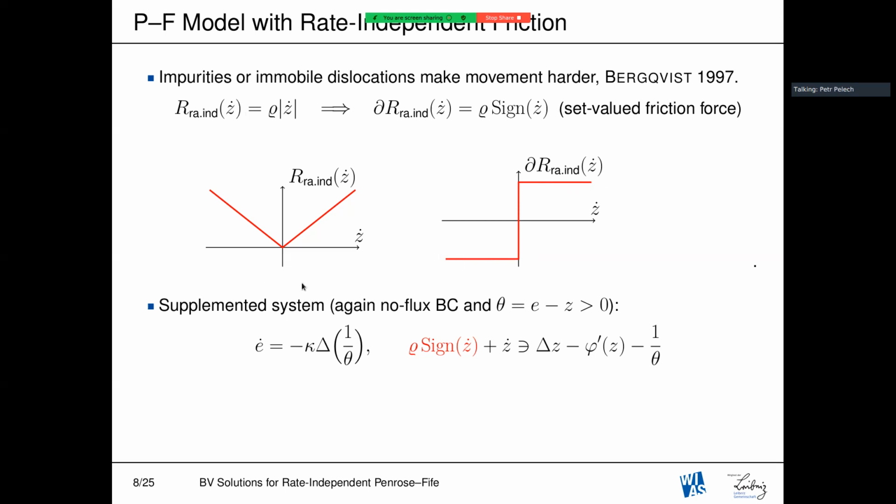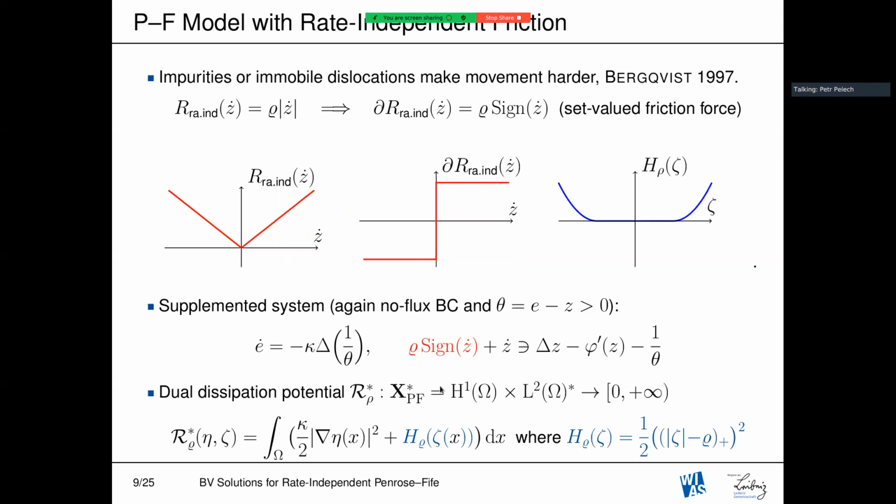But that's just a part of our system. We also have the viscous quadratic term. So this is how the supplemented system looks like. Here's the new term appearing. So this driving force has to be high enough to overcome the dry friction.